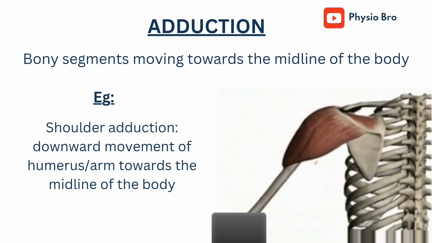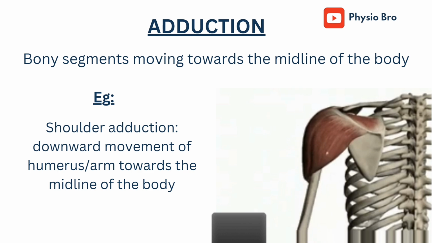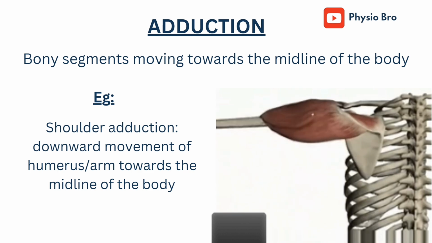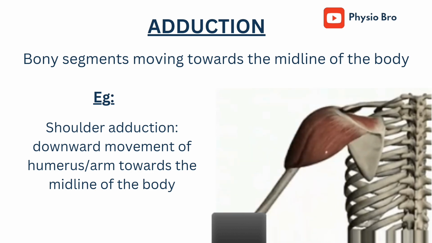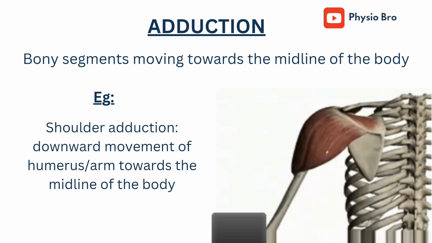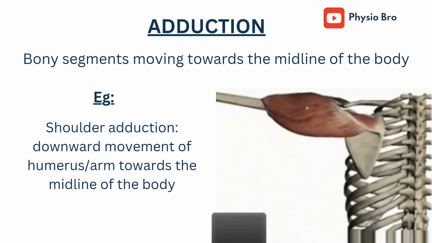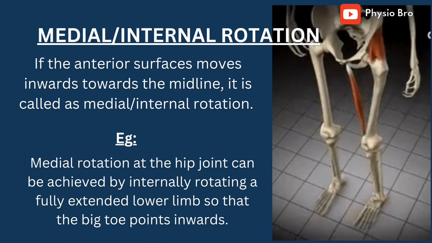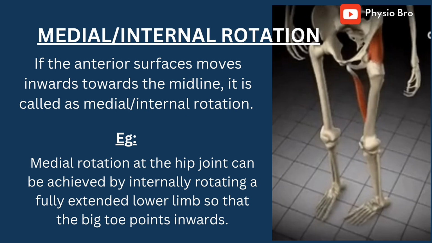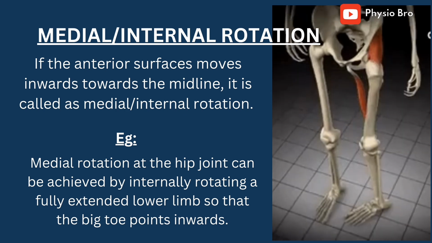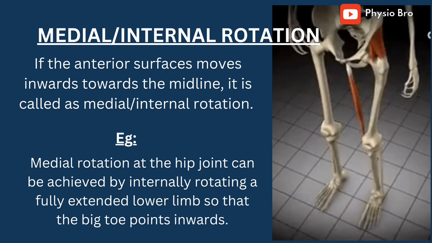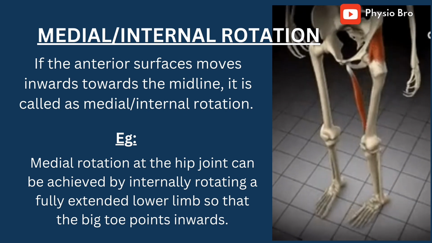Adduction. Bony segments moving towards the midline of the body. Example: shoulder adduction. Downward movement of the humerus, arm towards the midline of the body. Medial rotation, also referred to as internal rotation. If the anterior surface moves inwards towards the midline, it is called medial or internal rotation.